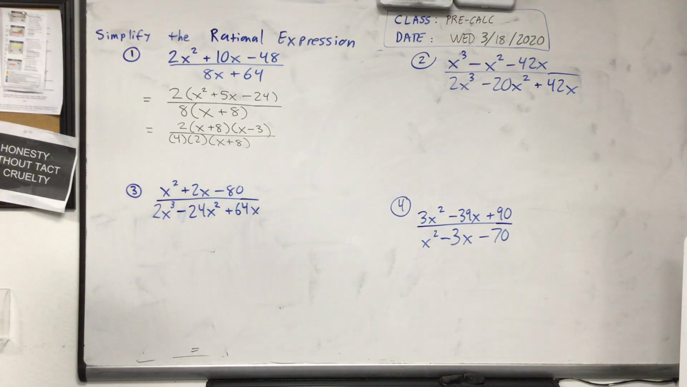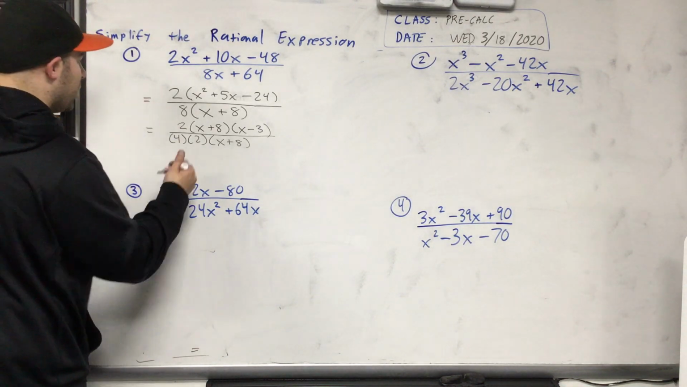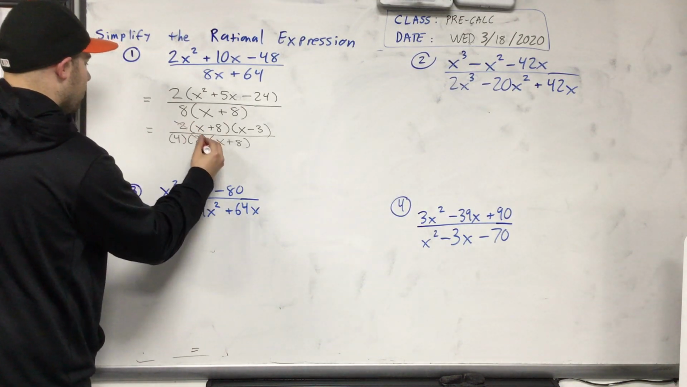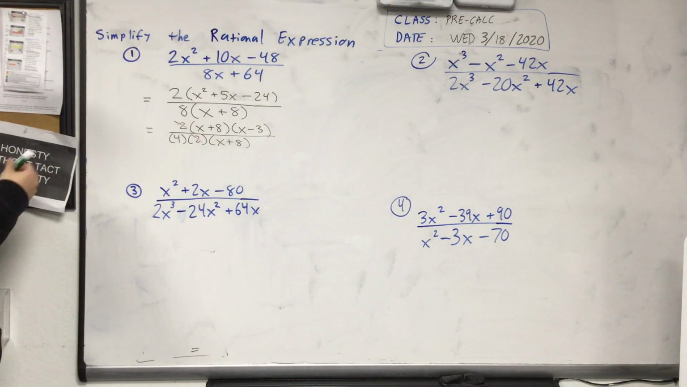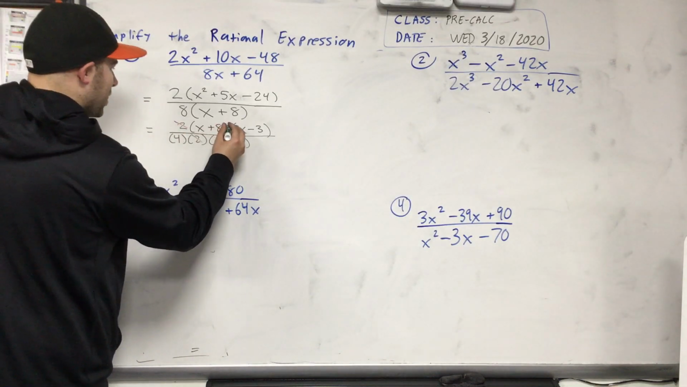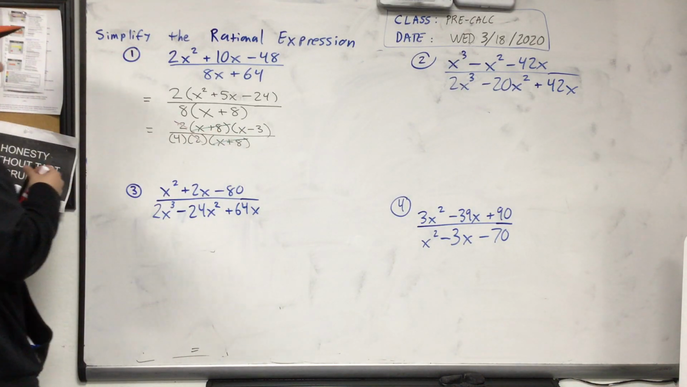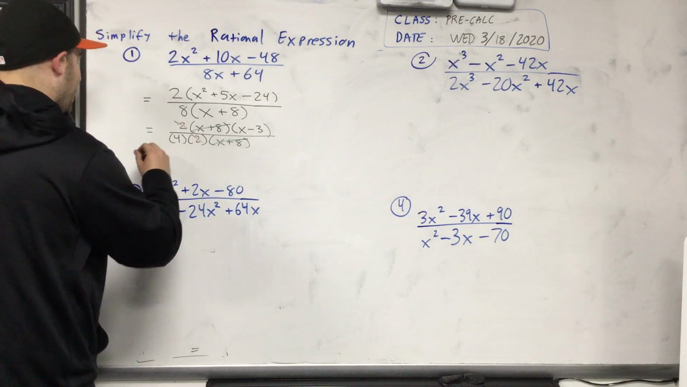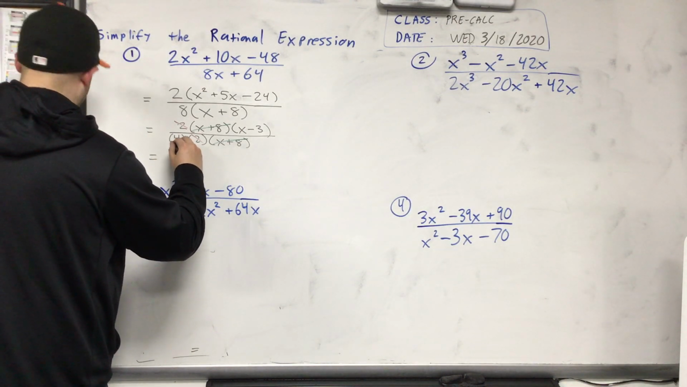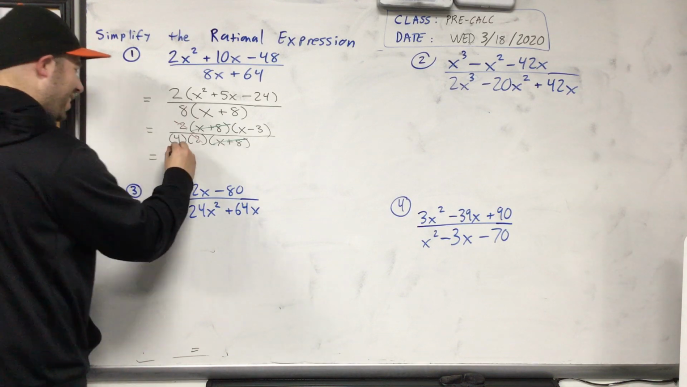I'm going to cancel out where I see fit. So I see a 2 canceling out with a 2. And x plus 8 cancels out with x plus 8. So the final simplified form is x minus 3 over 4.